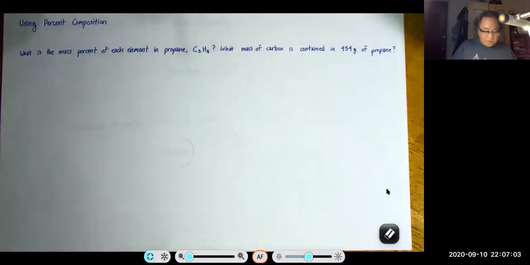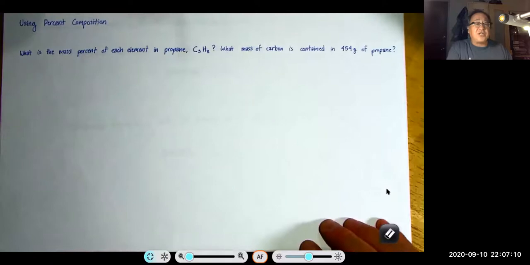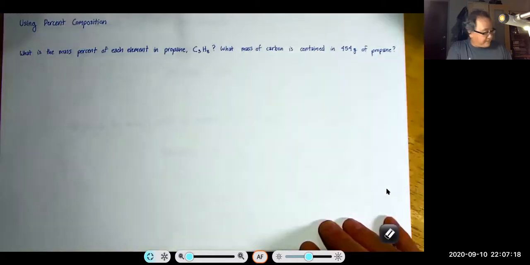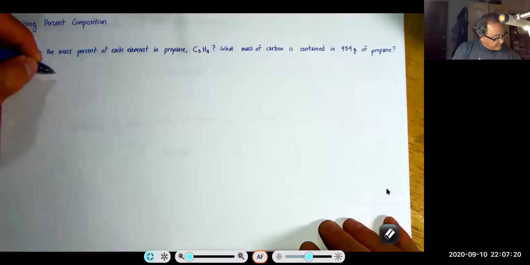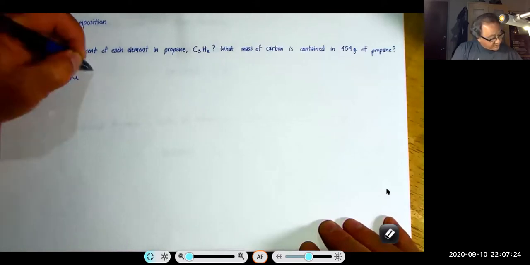So let's take a look at a problem from the book. Using percent composition, what is the mass percent of each element in propane? What mass of carbon is contained in 454 grams of propane? So propane has the formula C3H8.